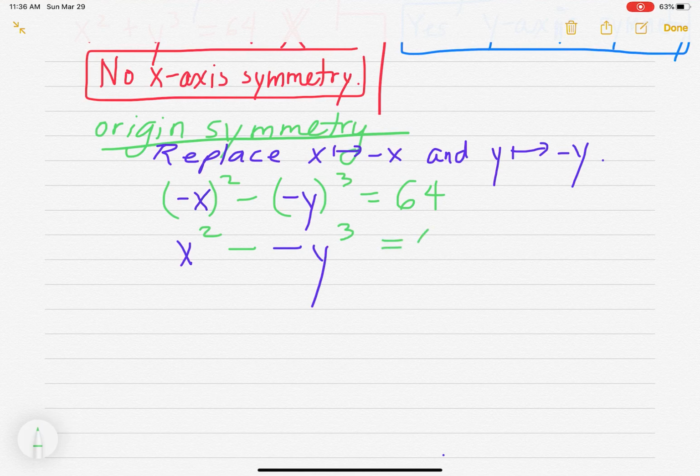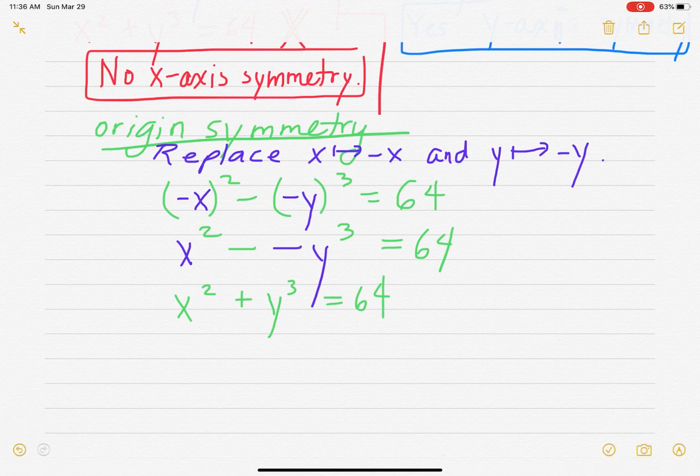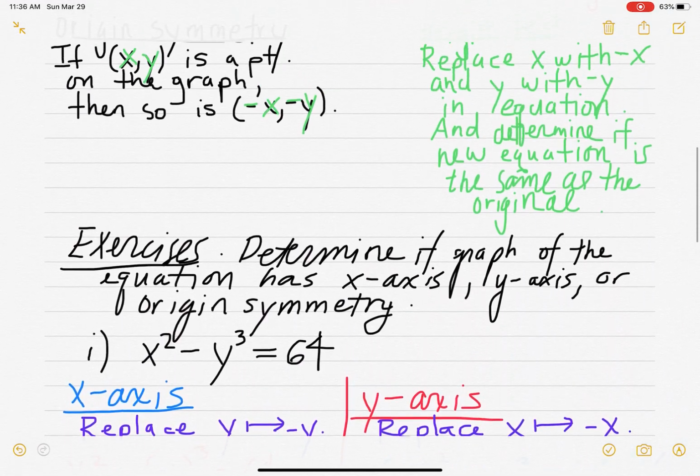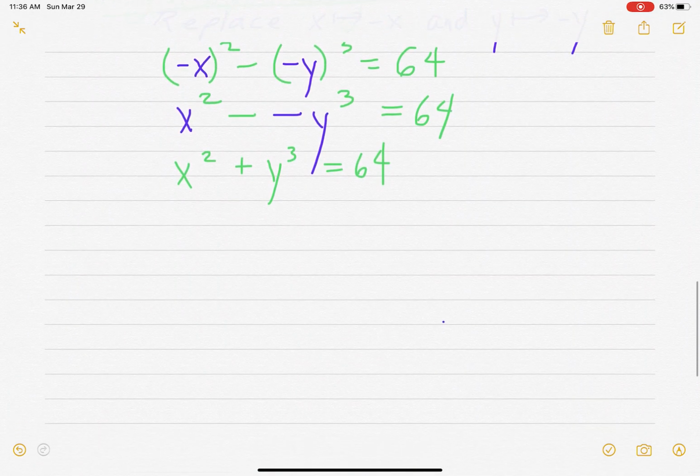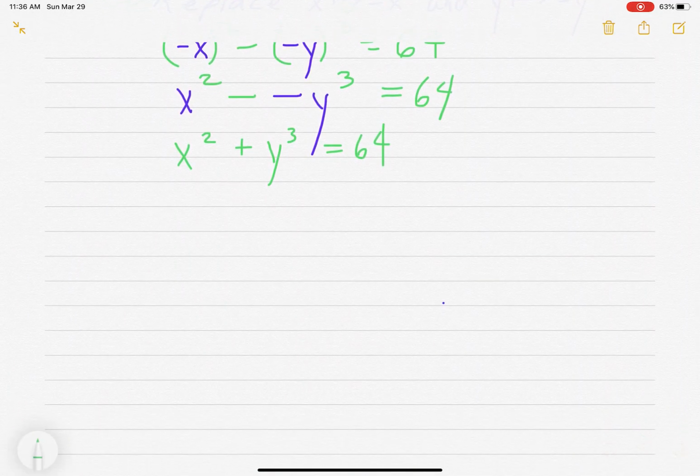That's equal to 64. So again, it looks like we have a double negative. We get x squared plus y cubed equals 64. And that is definitely not the same as the original equation. What was the original equation? The original equation was x squared minus y cubed equals 64. We have x squared plus y cubed equals 64. So this is not the same as the original. I'll just put a cross out here on the side to indicate no, it's not the same. So here we don't have origin symmetry.